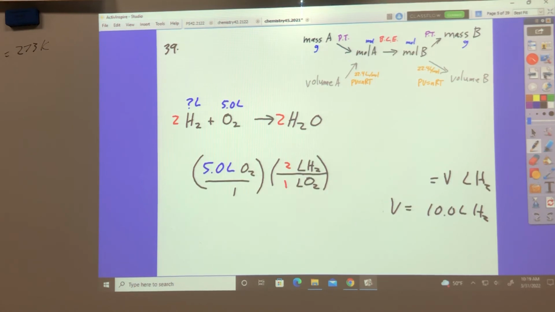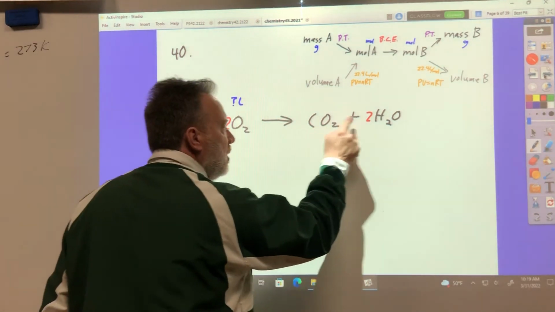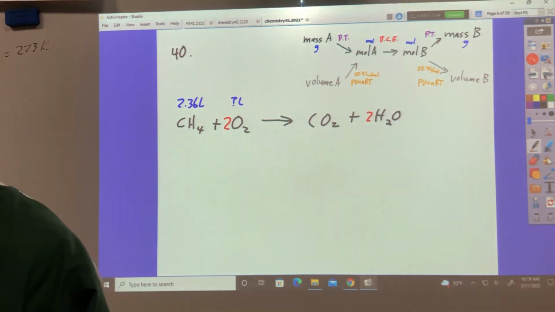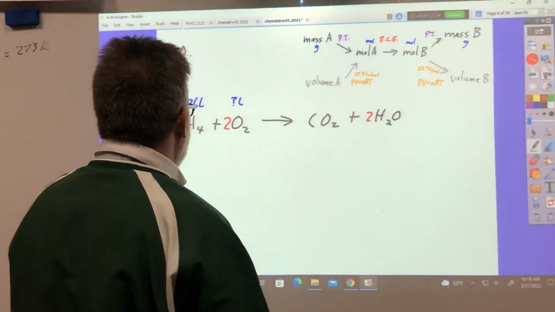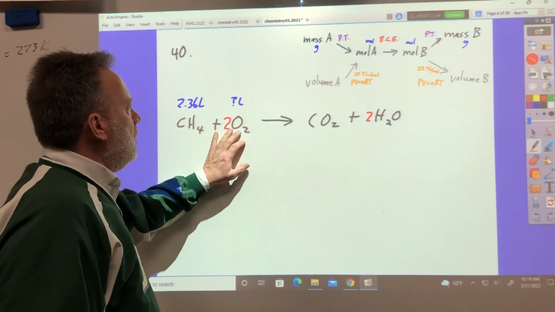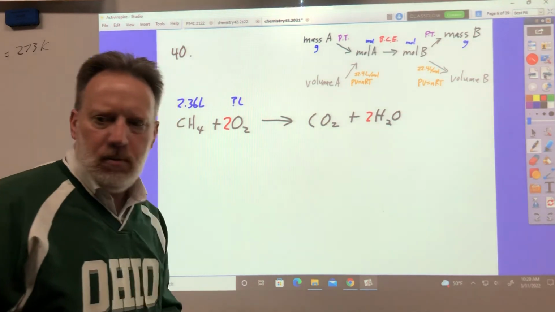Okay, number 40. What are you doing this time? Well, you need the balanced chemical equation, so hopefully you have this written out without too much help. You should know how to do that. What volume is needed to completely combust 2.36 liters of methane gas CH4? If you have natural gas, this is mostly what you're burning in your furnace. So we want liters of oxygen when we know the liters of this.